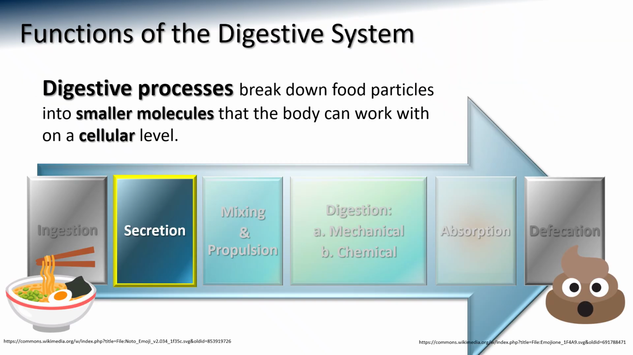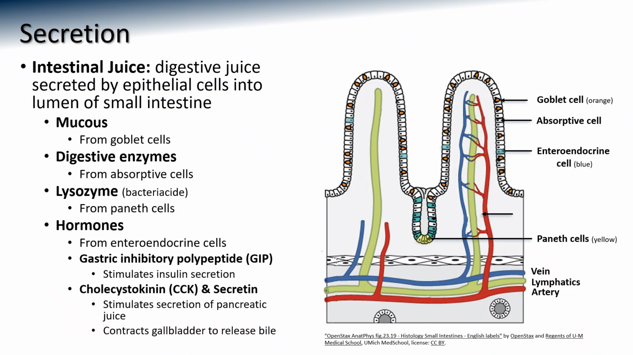All right, so now that we've got everything named, let's look at what's going on for secretion. Now, interestingly, despite its massive length, the small intestine really doesn't secrete much in the way of its own digestive fluids. So as we've seen, it gets a lot of help from the liver and pancreas. But what it does make for itself is a mixture called intestinal juice. And that is a mixture of mucus that's secreted by these orange goblet cells here, some digestive enzymes that come from the absorptive cells, and lysozyme, which is a bacteria killer that is secreted by these yellow Paneth cells down here.